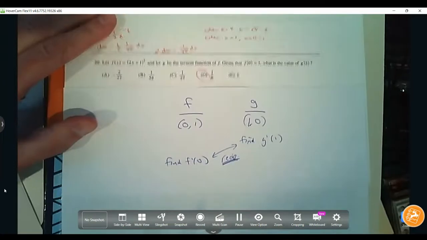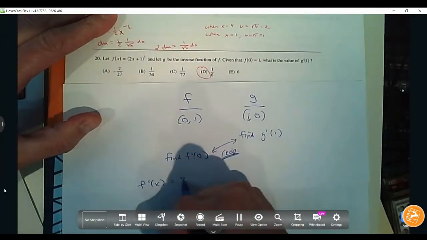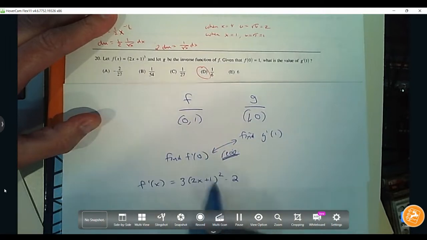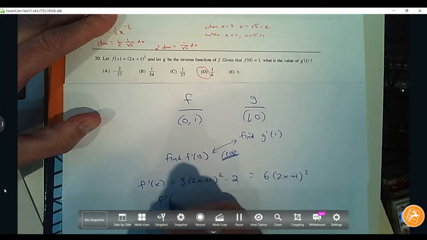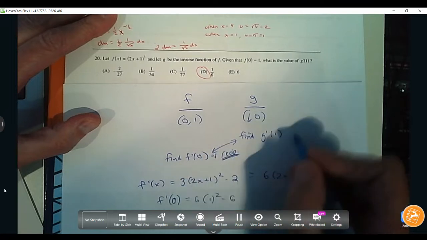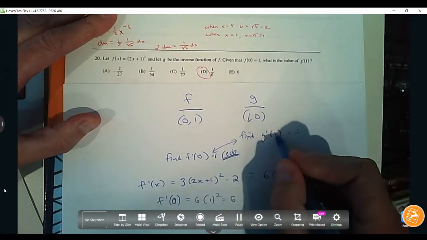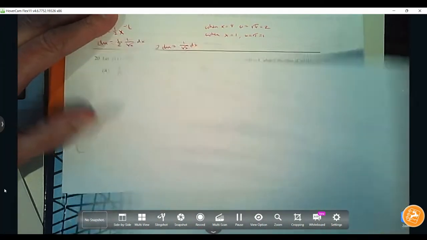So what we want to do is find F prime. I would not cube that. I would just use the chain rule. So swing the 3 around, reduce the power by 1, multiply by the derivative of the inner function. Clean that up if you like. And then if you want to find the derivative evaluated at 0, you're going to have 6 times 1 squared. You get 6. So if this equals 6, then the derivative of the inverse at the corresponding X value will be the reciprocal, which is how we get 1/6 for that one. Okay, so that's the multiple choice.